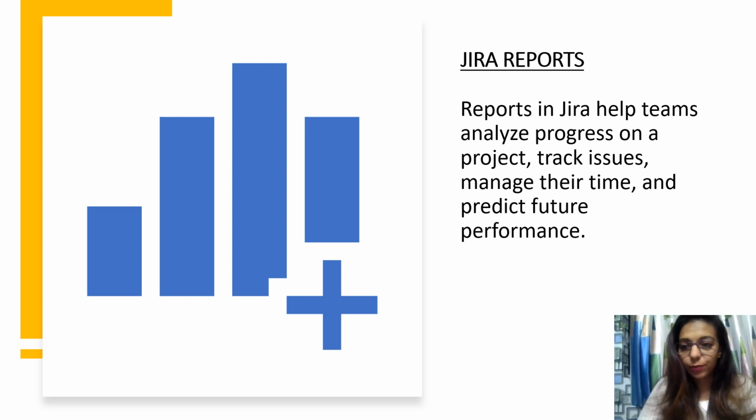Reports in JIRA help teams analyze the progress on the project, track issues, and manage their time with respect to the issues allotted, the assignees, and also predict future performance. Based on the issues completed, how much is estimated and how much is completed, that is all analysis which is done with the help of JIRA reports. So let's get started.